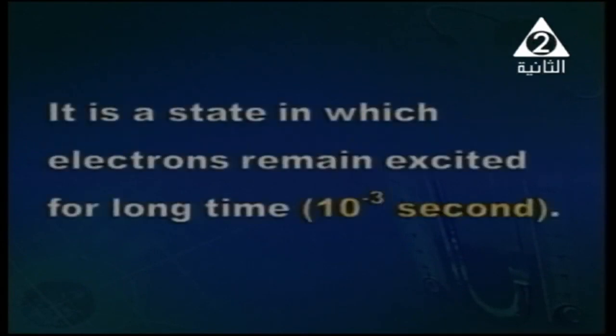And now let's define a metastable state. It is a state in which electrons remain excited for a long time. It is 10 to the power of -3 seconds. If you compare this to the time of spontaneous emission, it was 10 to the power of negative 8, but now it is 10 to the power of negative 3. So a metastable state is a state in which electrons remain excited for a long time.